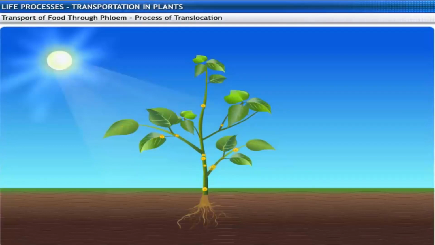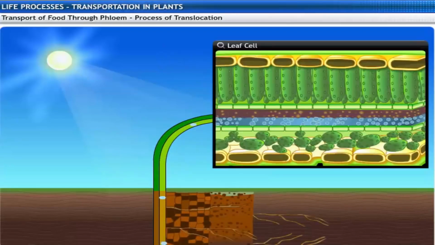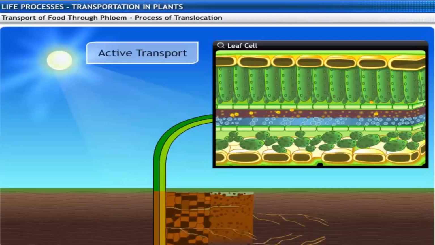Here's a detailed look at the process of translocation of glucose from the leaves to the roots. Water molecules move up the plant body by transpiration. Some water molecules move into leaf cells by osmosis. Glucose molecules in the leaves are transferred to phloem tissue using energy from ATP. This process is called active transport.